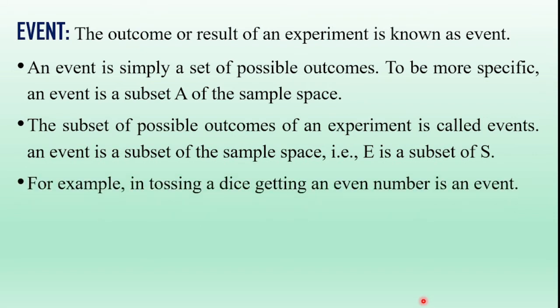For example, in tossing a die, getting an even number is an event. So in tossing a die, what are the possible outcomes of the experiment? The sample space S is equal to 1 to 6. So here in tossing a die, getting an even number is an event. That is a subset of the sample space.